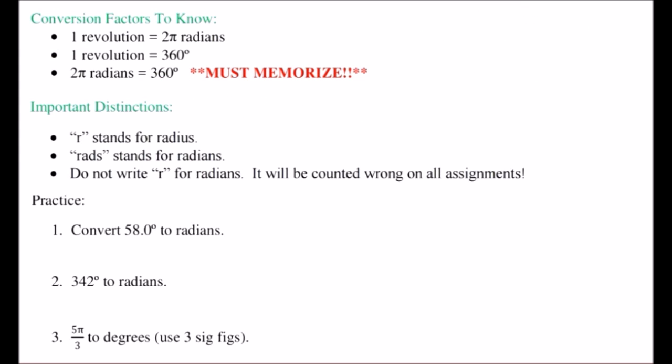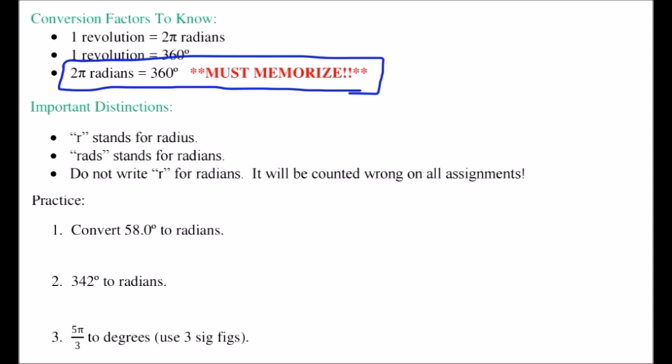All right, so conversions that you have to know. Actually, it's just this. That's really the only one that you absolutely need to know. The other ones are good to know, but if you know the bottom one, then you know the other two. It says that 1 revolution, by which we mean a full trip around the circle, is equal to 2 pi radians. It's also equal to 360 degrees, which means that 2 pi radians is equal to 360 degrees.